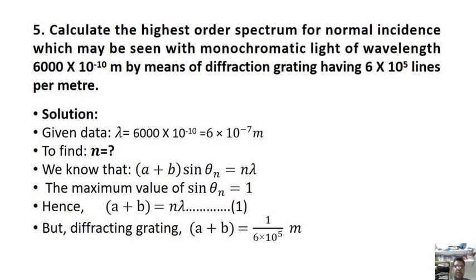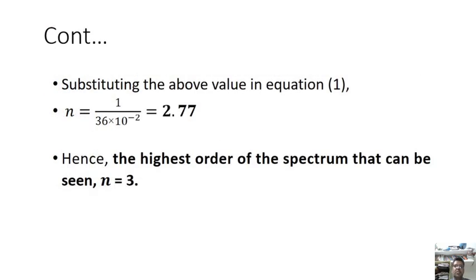So now, for the diffraction grating, a plus b is equal to 1 by 6 into 10 to the power of 5 meter. Knowing this concept, next substitute the values in the given equation. n is equal to 1 by 36 into 10 to the power of minus 2 meter.